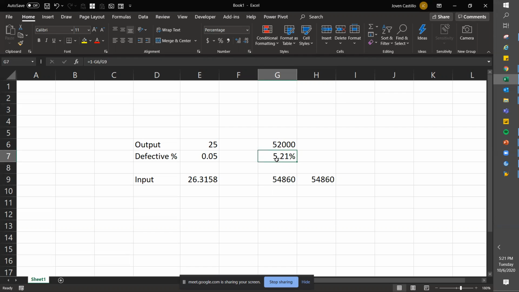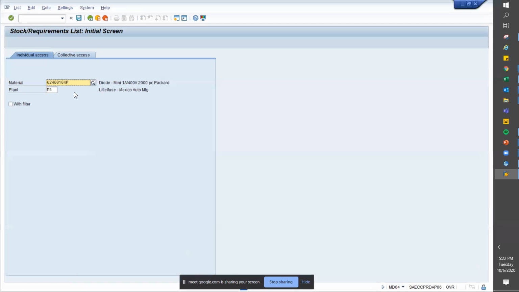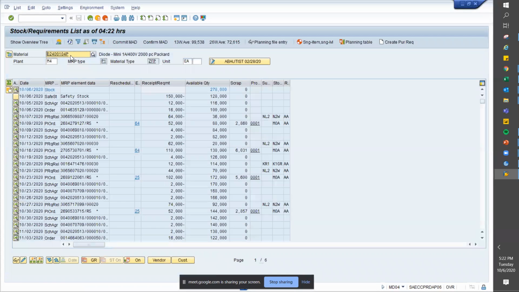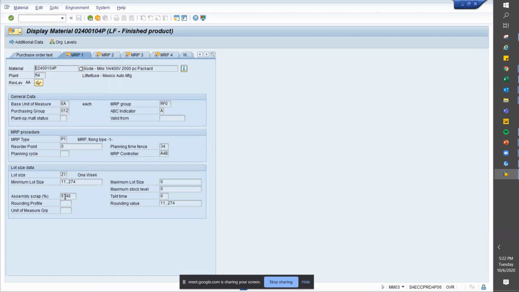Ayun. So, dapat pala ganun. Palibasa, hindi ko na dinerive yung formula. So, 5.21% yung ginagamit natin na defective rate. So, ibig sabihin, once again, if I need 52,000 pieces of my component, I'll be needing 54,860 given that I'm considering 5.21% of defectives. So, tingnan natin kung tama bang 5.21% yung defective natin.